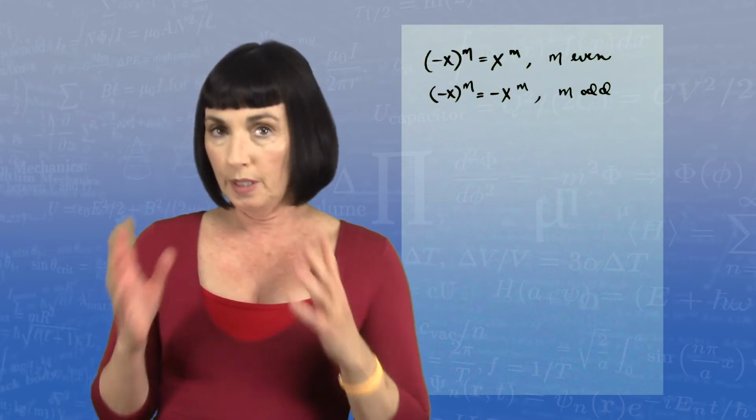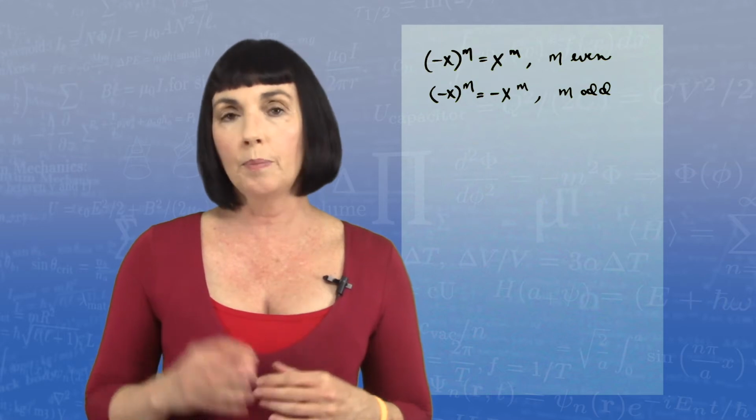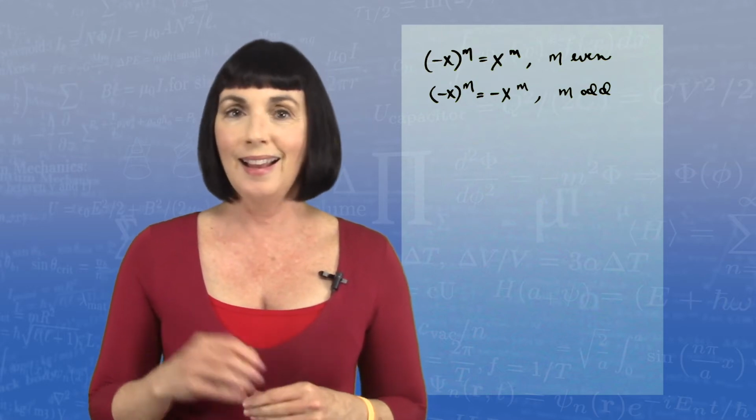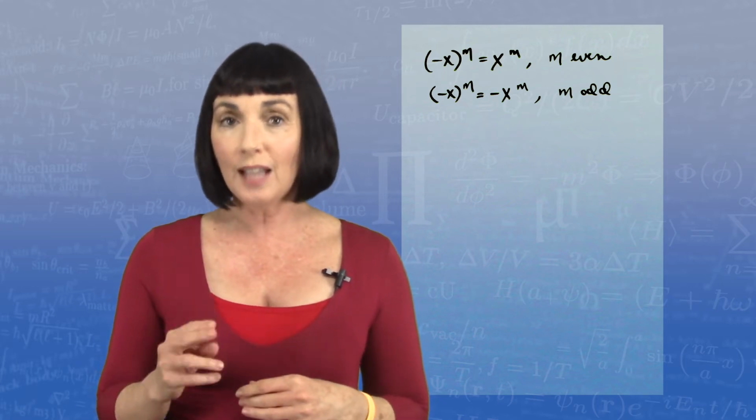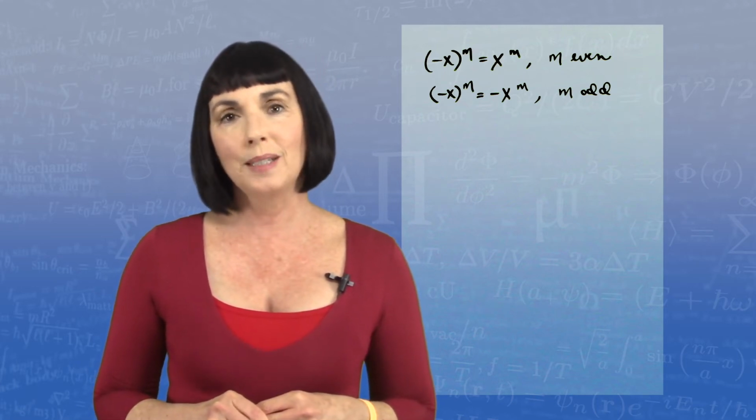So I've got our rule written here. Negative x raised to the power of m is equal to x to the power of m if m is even, and negative x raised to the power of m is equal to the negative of x raised to the power of m if m is odd.